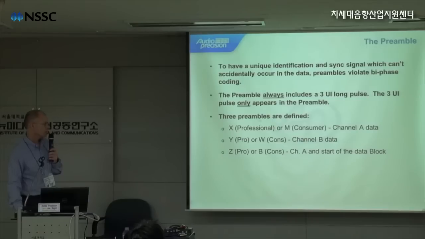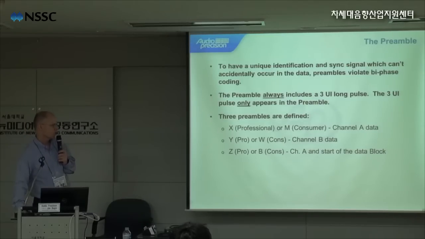And there are 3 preambles defined: X for professional or M for consumer. That's the channel A data. Y for professional or W for consumer. That's the channel B data. And Z for professional or B for consumer. And that's channel A and the start of the data block.